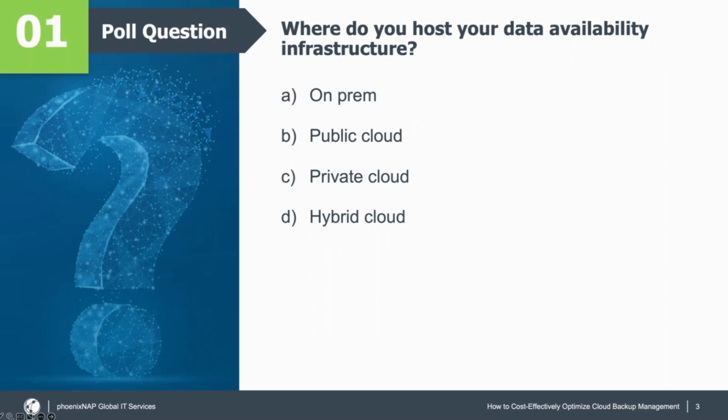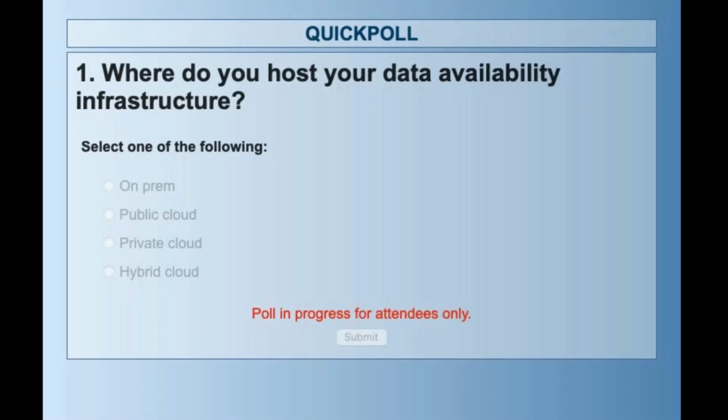So we're going to start with two poll questions. I'm going to launch the first poll. Where are you currently hosting all of your data availability infrastructure? Is it your Veeam backup server, all those things? Where is it sitting today? I'm going to go ahead and launch that up, give you some time to figure that out, and then we will shut it down in just a second here. I expect the majority of this answer to be on-prem or in some type of hybrid environment, but we'll see how that goes. Looks like that's the case.